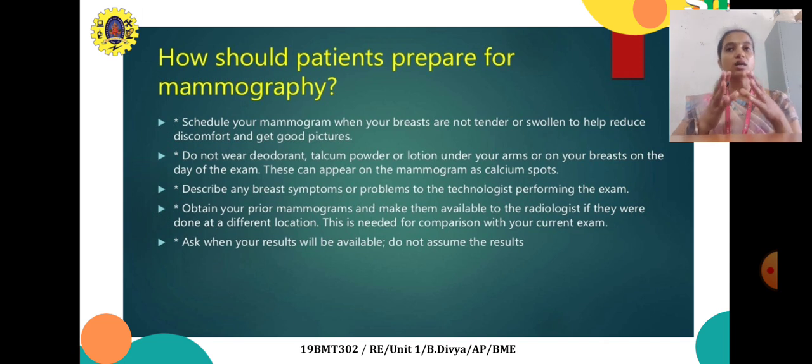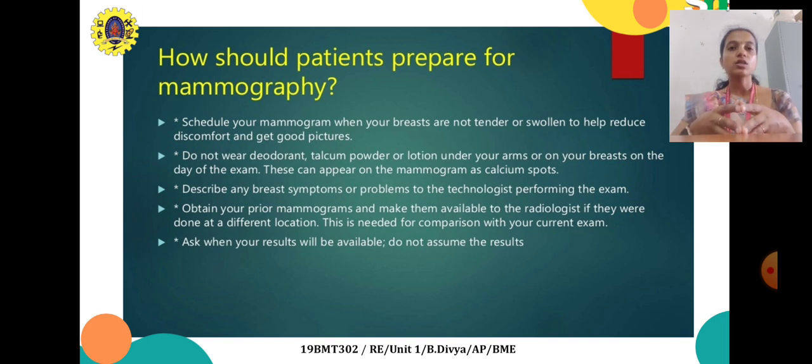Why? Because the picture should be very clear, so that we can identify where the cancer cell is present, how large the mass is, and what kind of cancer cell it is. We have to identify that. So the structure of the breast should not be tender.